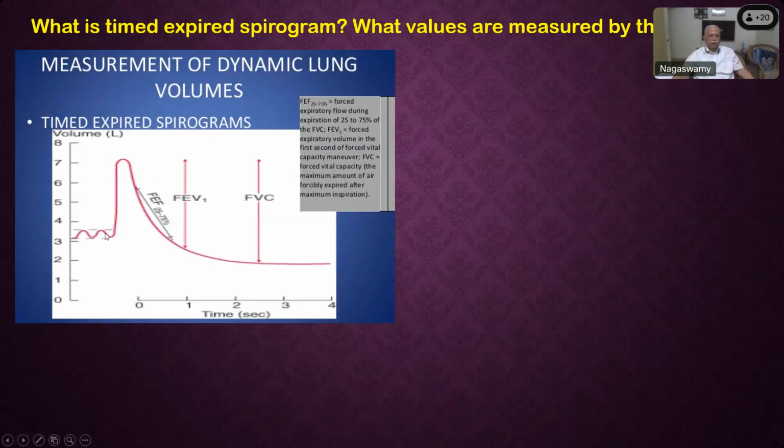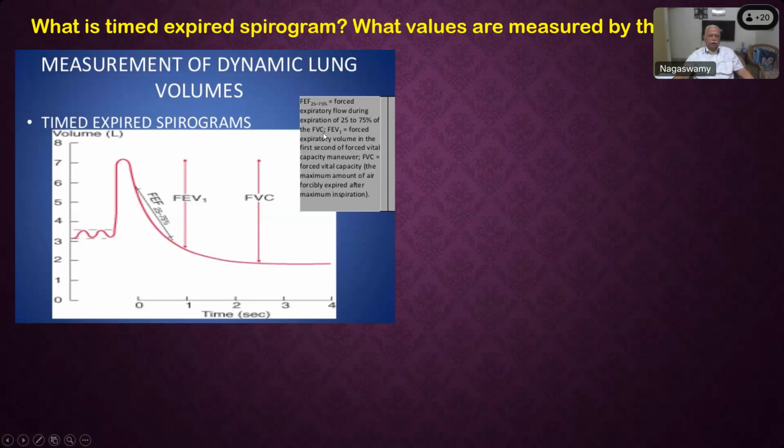This is the normal graph. This is the one where you find the FEV1 and the FVC. But you also find this marking here. It is also prolonged in COPD patients. But what is important? How do you describe that? If you can read the small letters on the screen, it is called forced expiratory flow during expiration of 25 to 75% of the forced vital capacity.